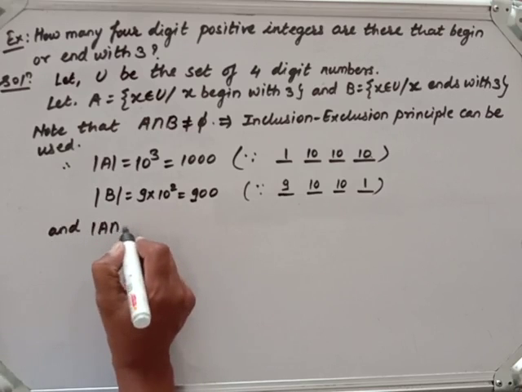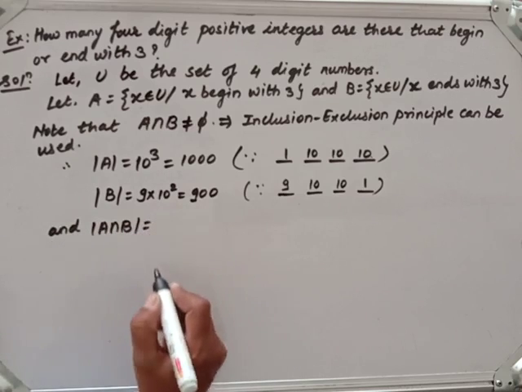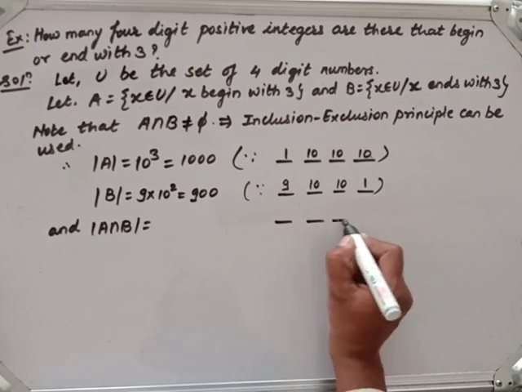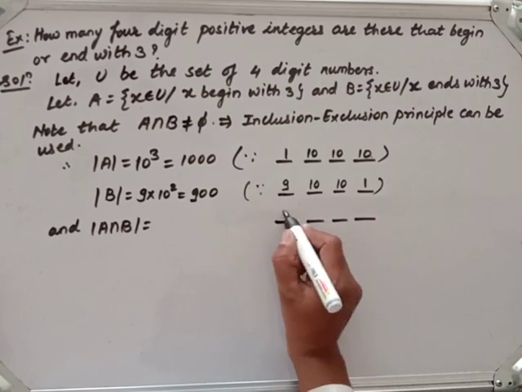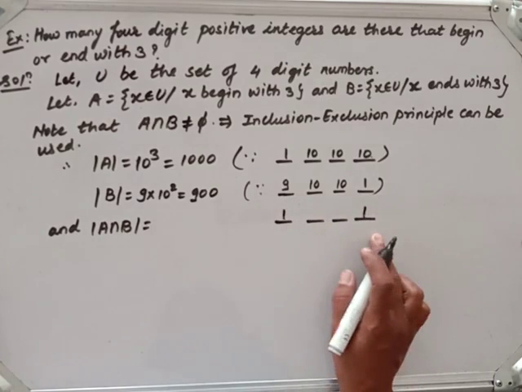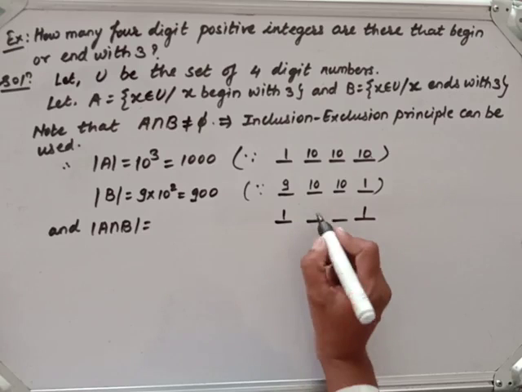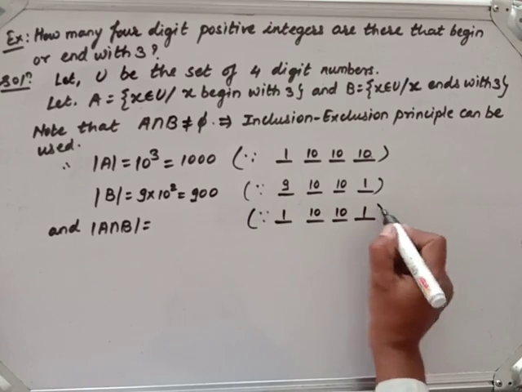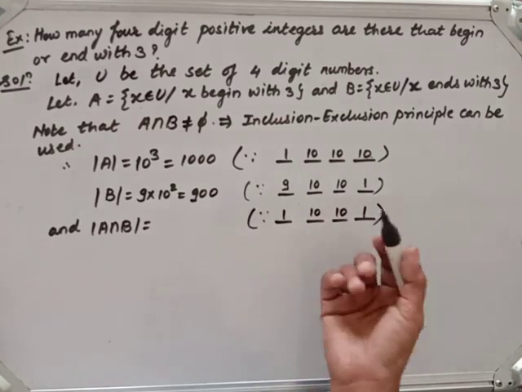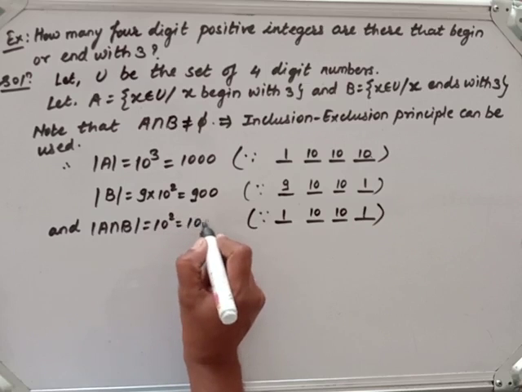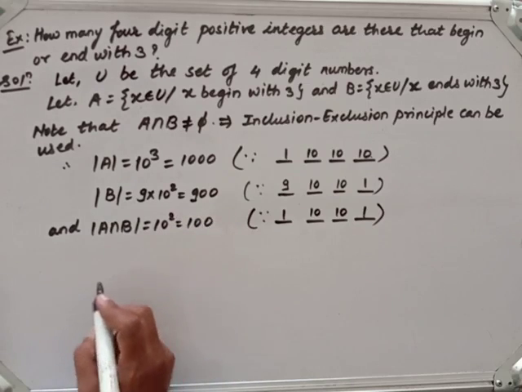And cardinality of A intersection B. What is A intersection B? Such numbers which begin with 3 and end with 3. Means first and last place have only one choice, while the middle ones have, sorry, not 2, that are 10 choices each. So these are 10 square, that are 100.